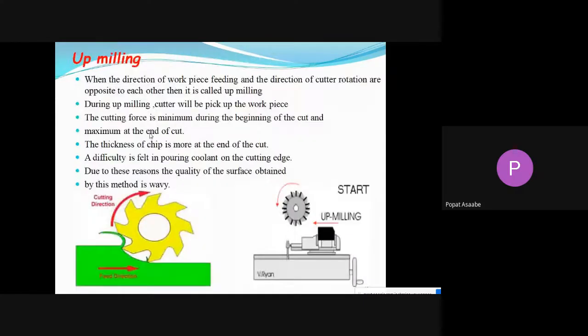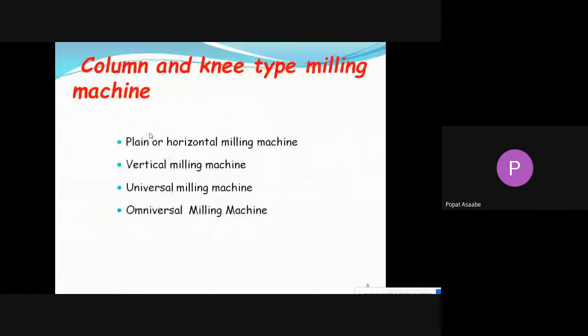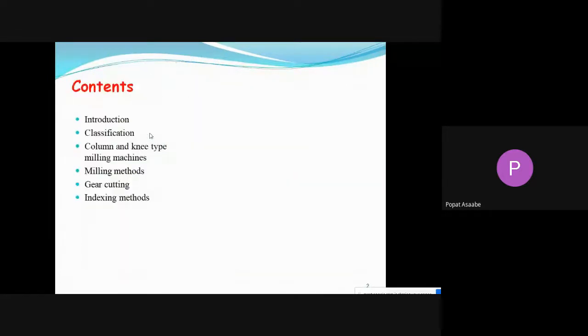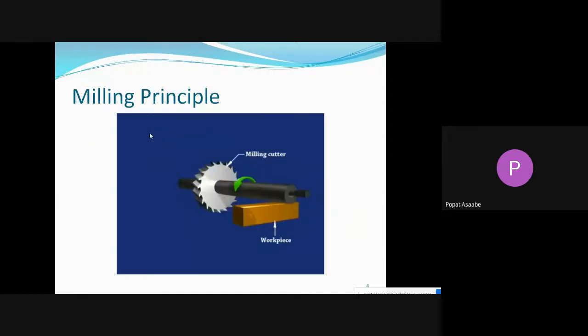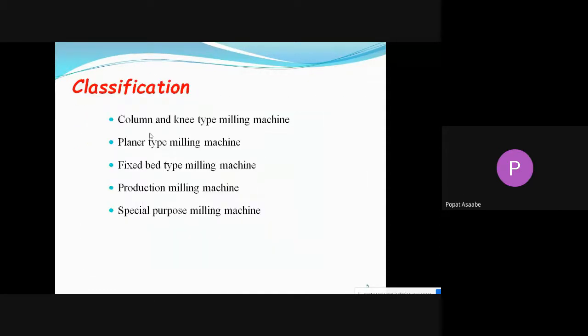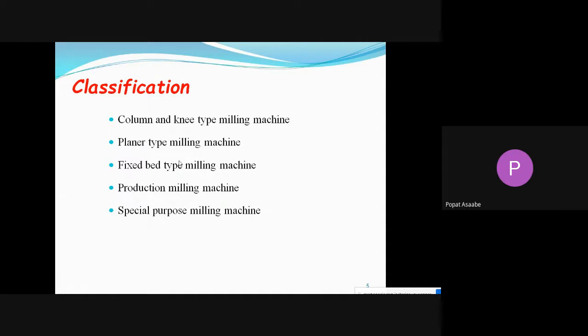First, I will summarize the points taken in the last lecture. Which points did we cover? We covered the introduction, that is the definition of the milling machine, then the milling principle, then classification, and out of that we covered the column and knee type milling machine. It consists of the horizontal milling machine and the vertical milling machine. Those two points we covered in the last lecture.